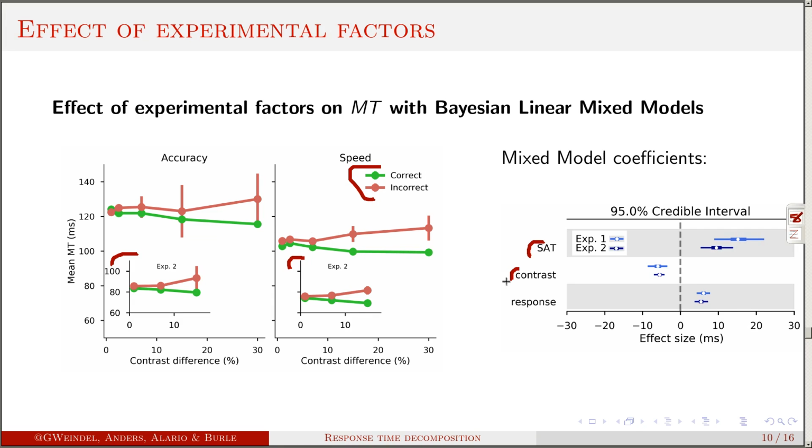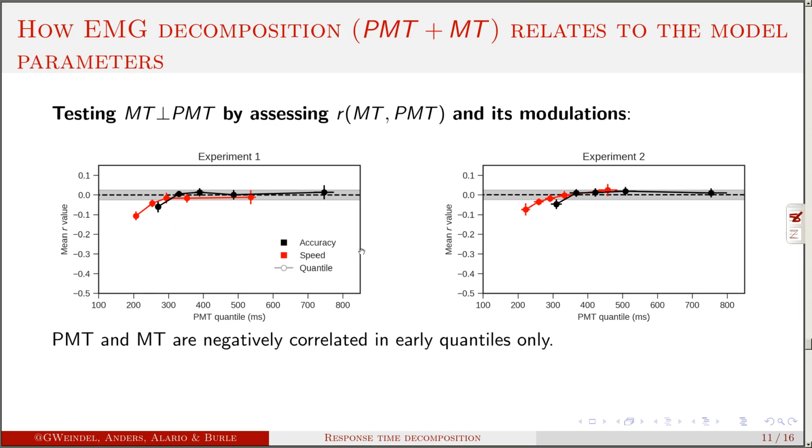Now, one last result is even more surprising, as we observe a difference between a correct and an incorrect response, where it would be around 5 or 6 milliseconds, meaning that incorrect responses are slower than correct ones. So this does show us that motor time is variable in all factors considered in this experiment. We then computed the correlation between PMT and MT.